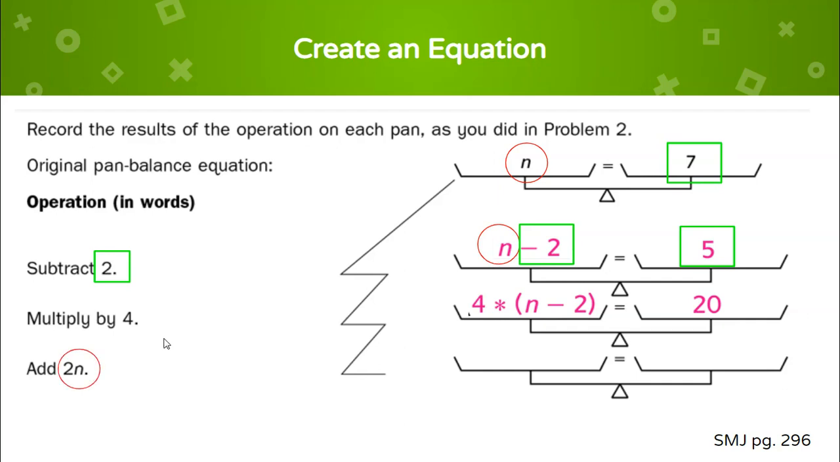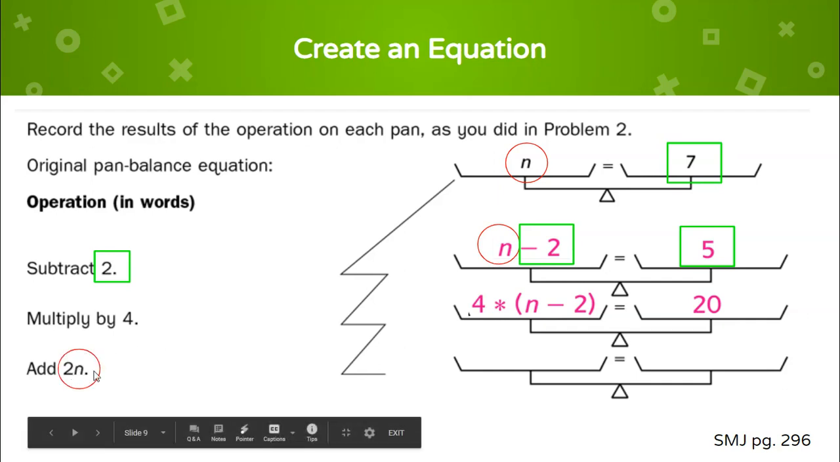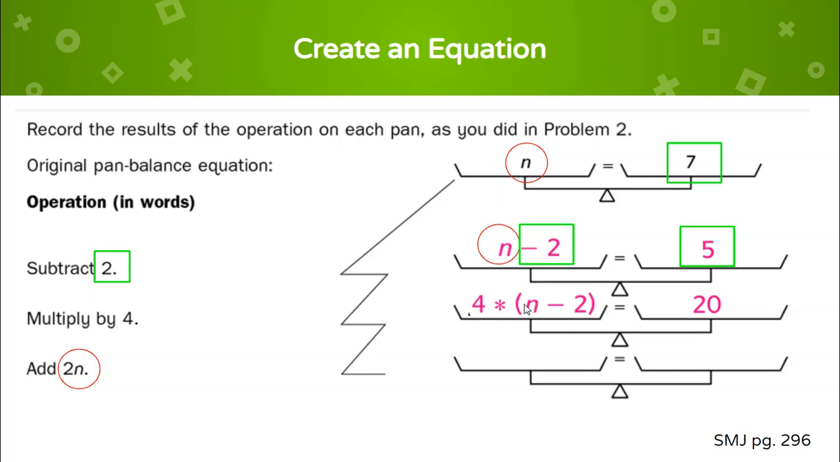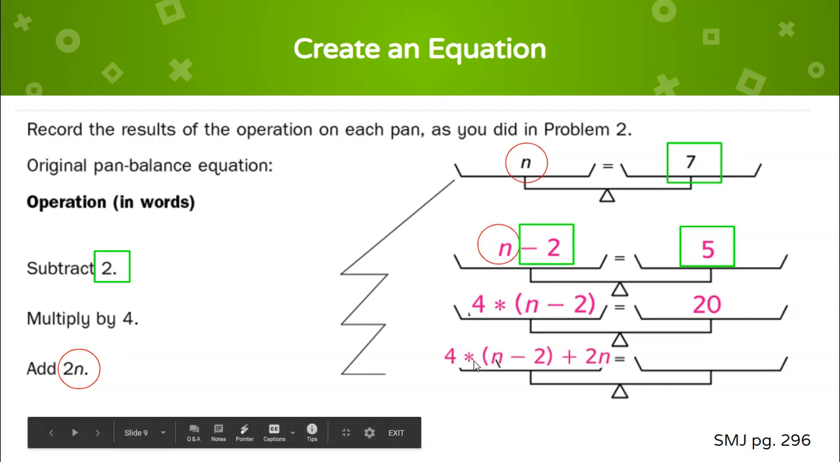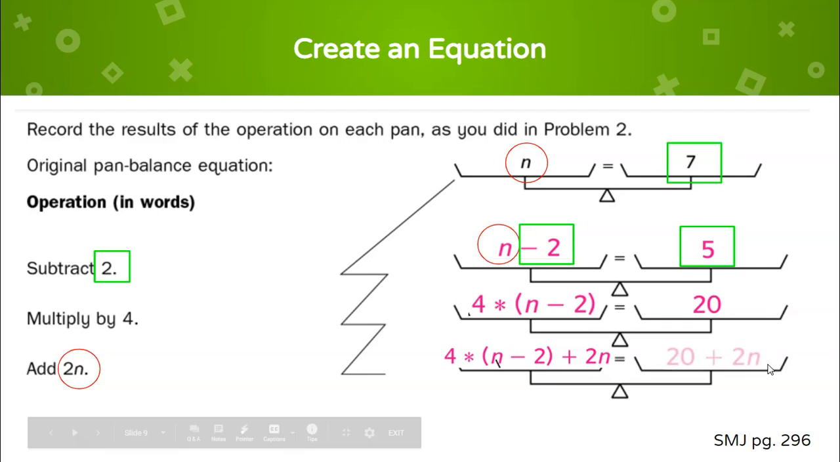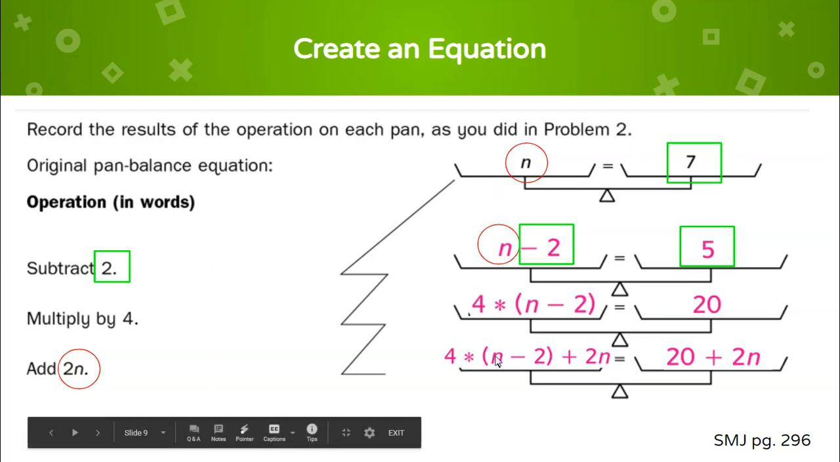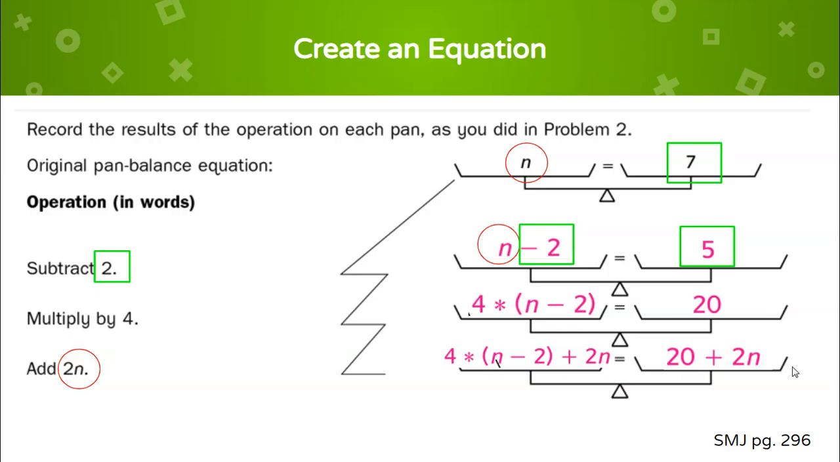For our last step, we have to add 2n. 2n, you'll notice, is a variable term. But we can't just add it into the parentheses here because these parentheses are multiplied by something. So we have to add it separately. So it looks like this: 4 times quantity n minus 2 plus 2n. On the right-hand side, we can't add 2n to our 20 because 20 is a constant term. So it looks like 20 plus 2n. And so here we have this long equation, and we're going to see if we can solve it.